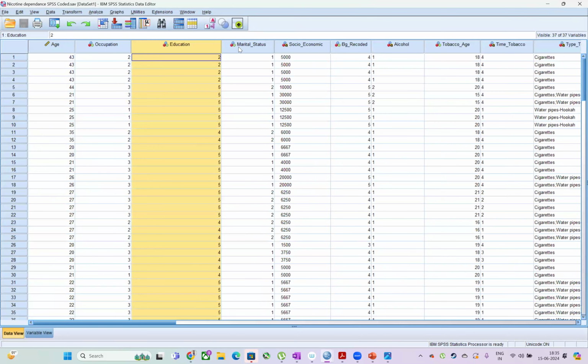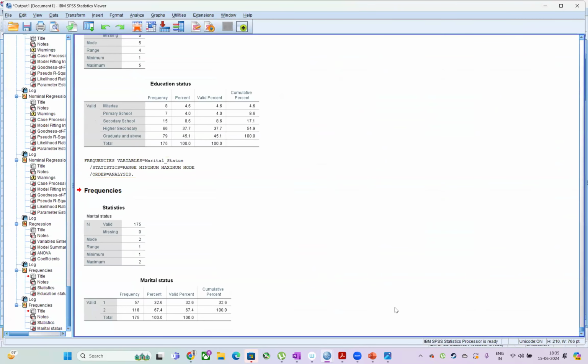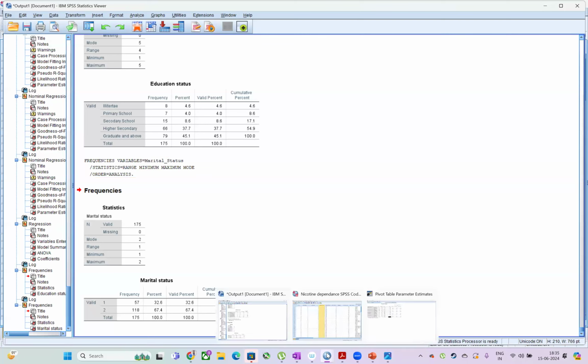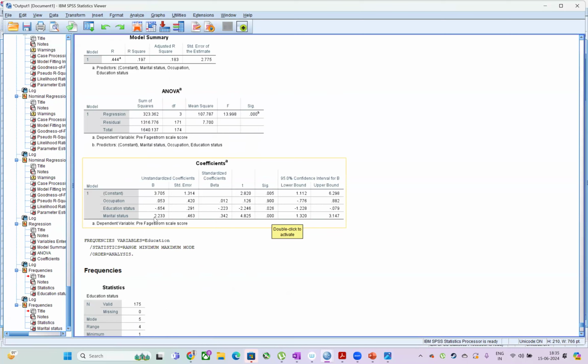First I will deal with marital status so that you understand clearly. See, this marital status: 1 is unmarried and 2 is married. Here you have the marital status to be statistically significant and you have the beta coefficient to be 2.2. So what we mean by this is, those who are unmarried have a 2.2 unit increase in the Fagerstrom scale score when compared with those who are married.